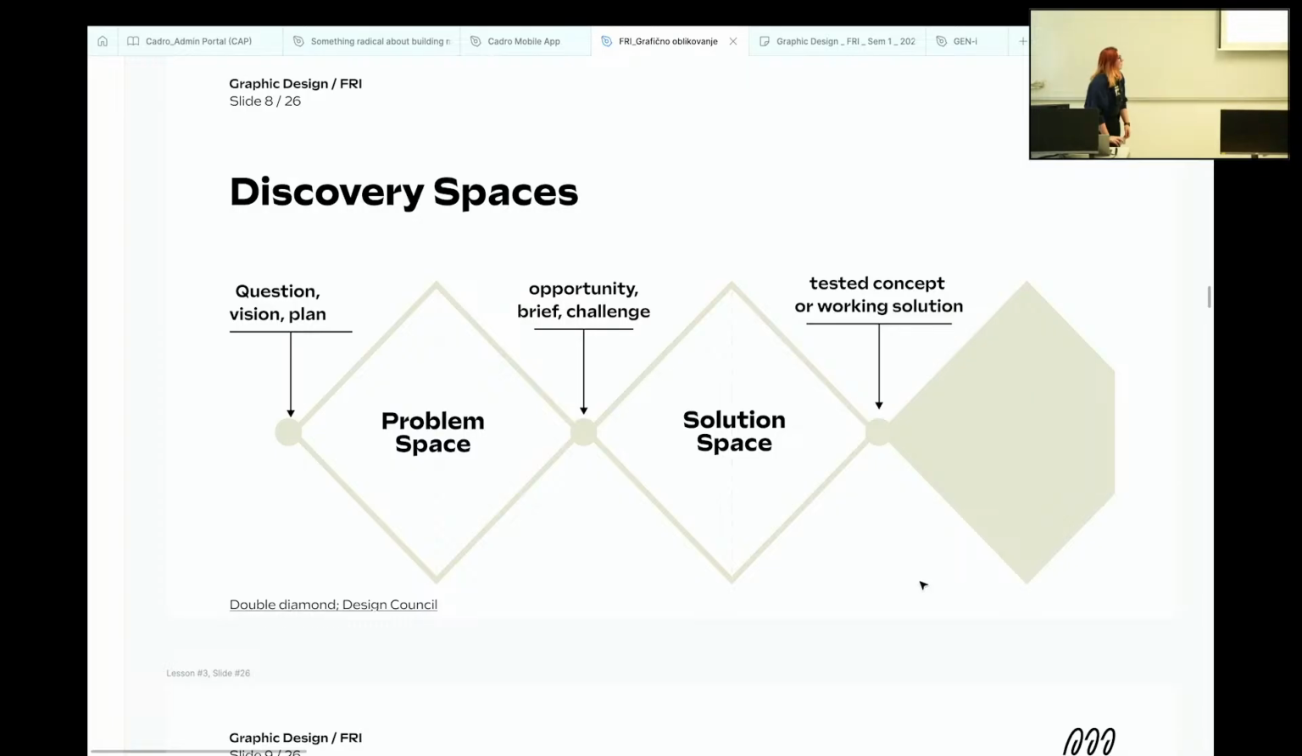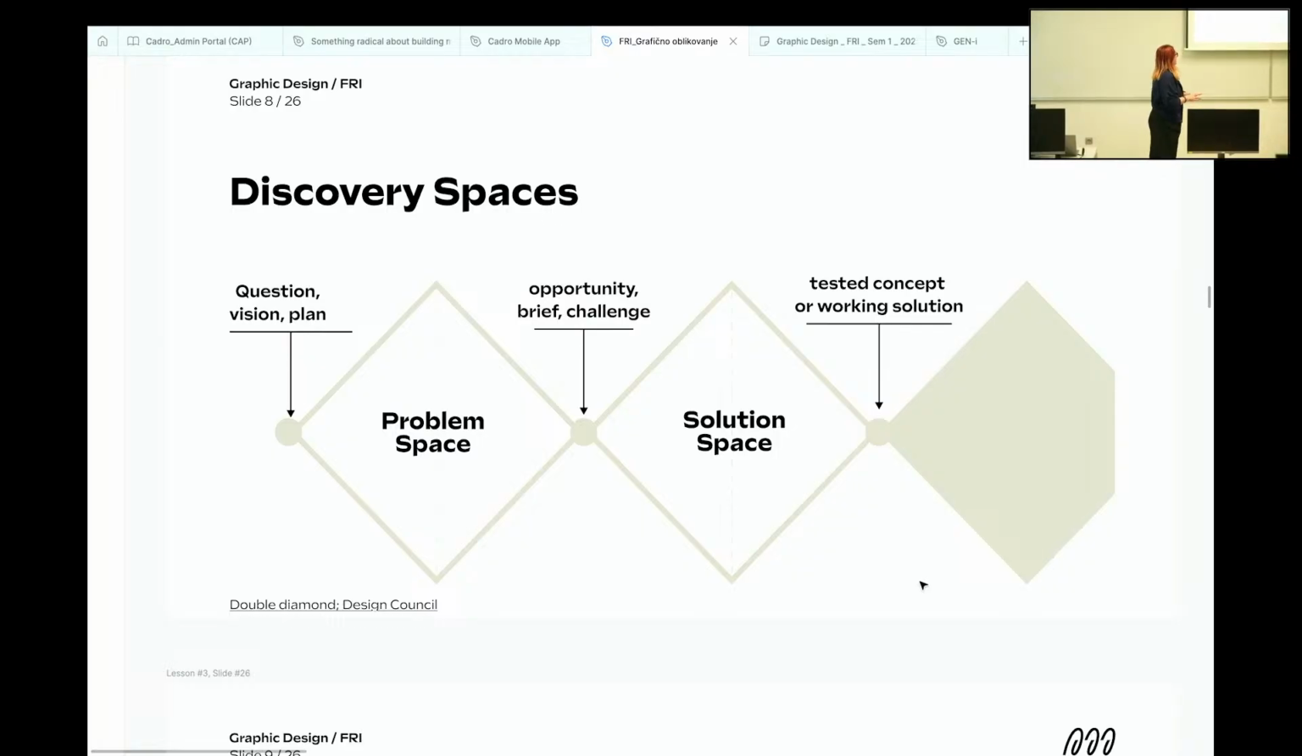Okay, so I already talked a little bit about this. We have two spaces if we look at the diamonds. These are discovery spaces, and the first one is a problem space, and the second one is the solution space. Discovery is a fancy word for research, because when you come to a client and say research, everybody gets freaked out, and now we call it discovery, and it's a little bit easier.